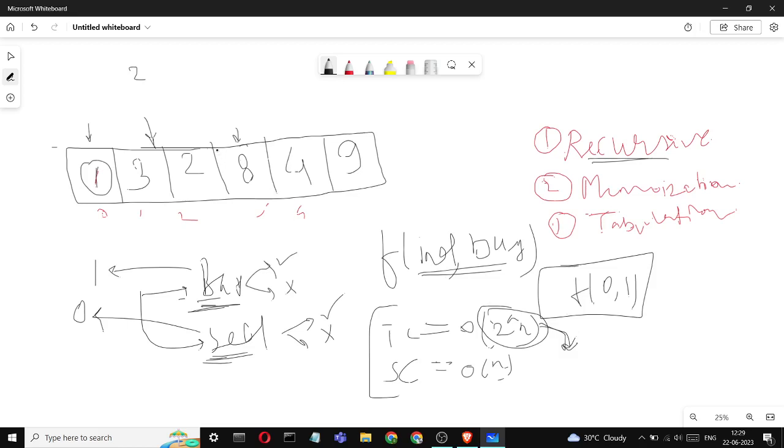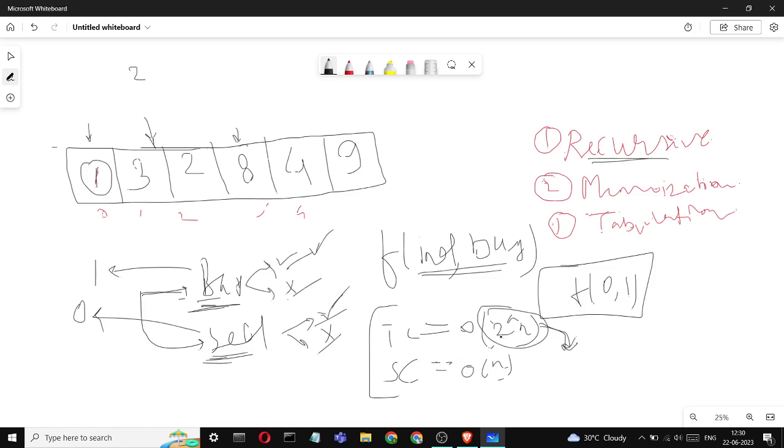Why 2 power n? Because for every index you are asking, I can buy or I cannot buy, or I can sell. These are the two possibilities you are seeing every time, for every index. If this is the time of buying, then you are asking either buy or not buy. If this is selling, either sell or not sell. So these are the two possibilities that I am talking about.